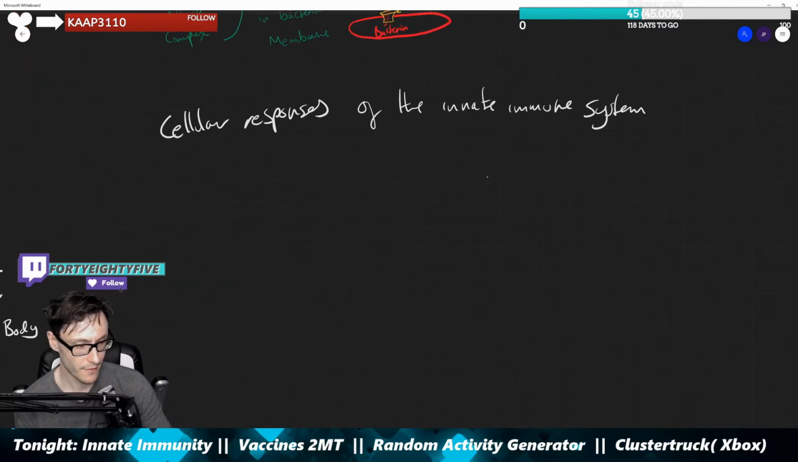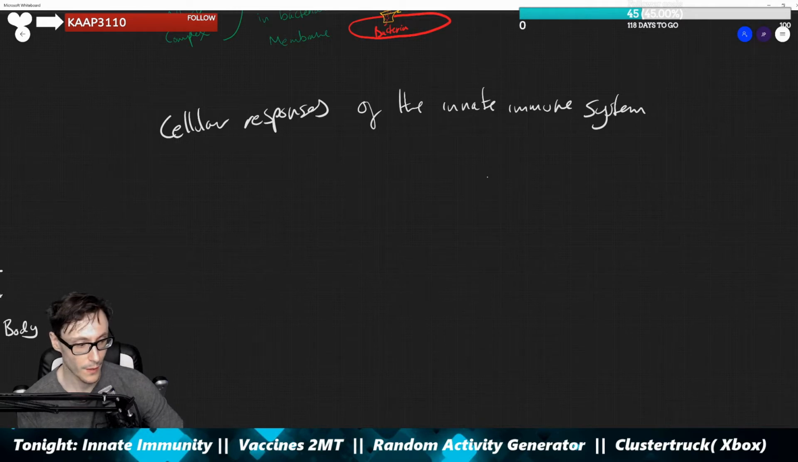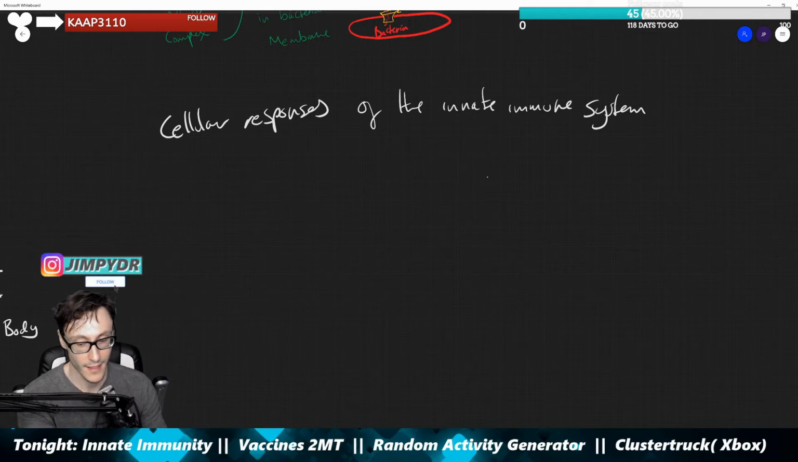Now, I want to be very careful around here because a lot of these cells involved in the innate immune system do have a role in the adaptive immune system. So I'm only going to be talking about certain actions that relate to the innate immune system, not the adaptive immune system, which we will cover next week.